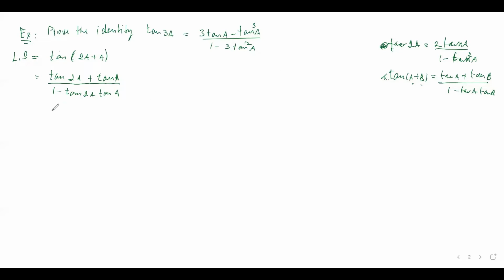Okay, so this question is a little bit long, okay? So it becomes 2 tan A over 1 minus tan squared A, for this one only, okay? This one, the top one here. And then plus tan A, this one tan A. Then over the bottom one here, 1 minus tan 2A.